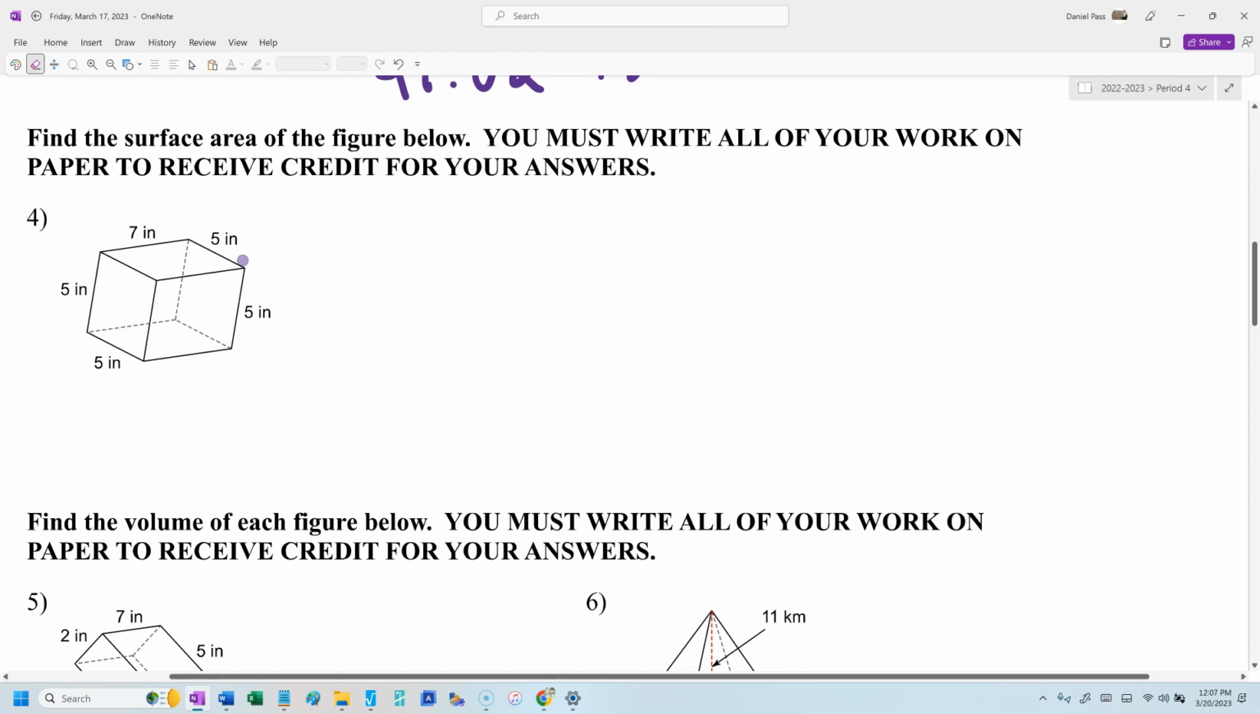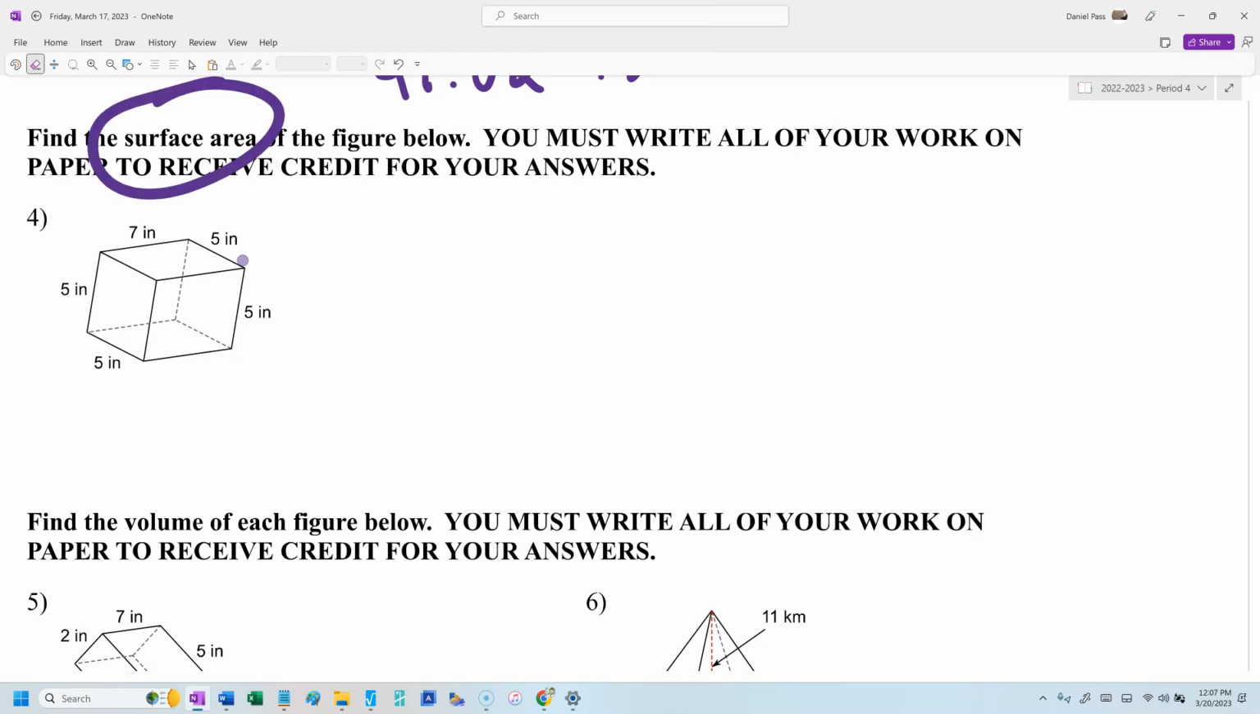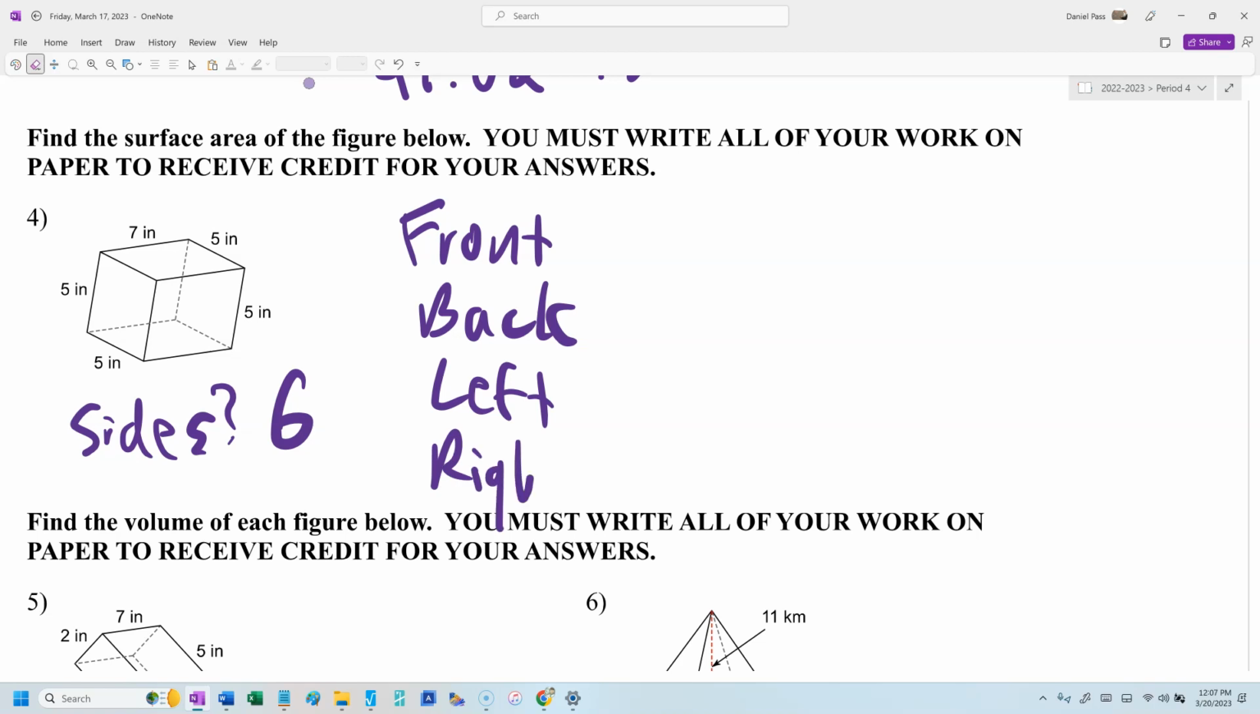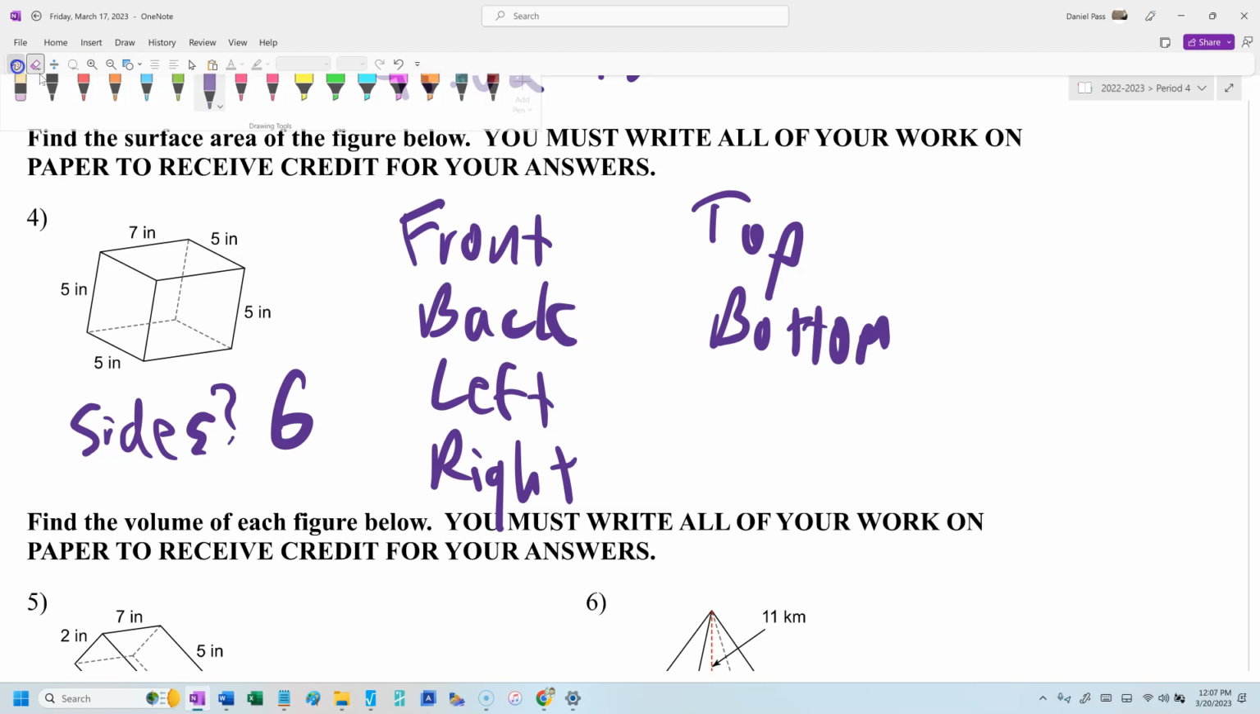And now I get to do the next one. Surface area, like we just talked about, that's the outside. So we have to do all the sides. So I'm going to go front. How many sides are there, by the way? 6. That's right. So front, back, left, right, and top and bottom. Make sure you have it all written down.